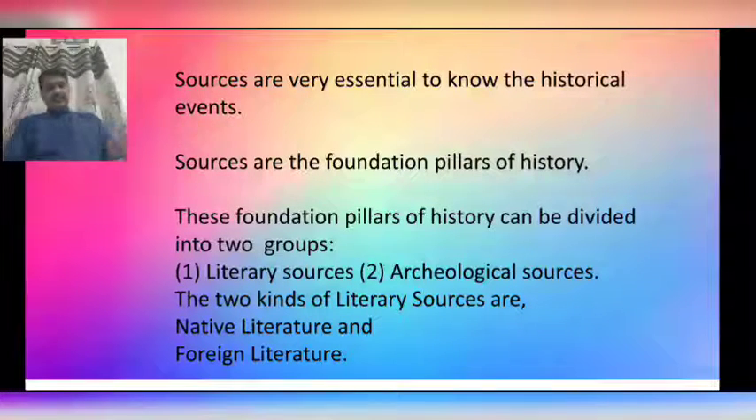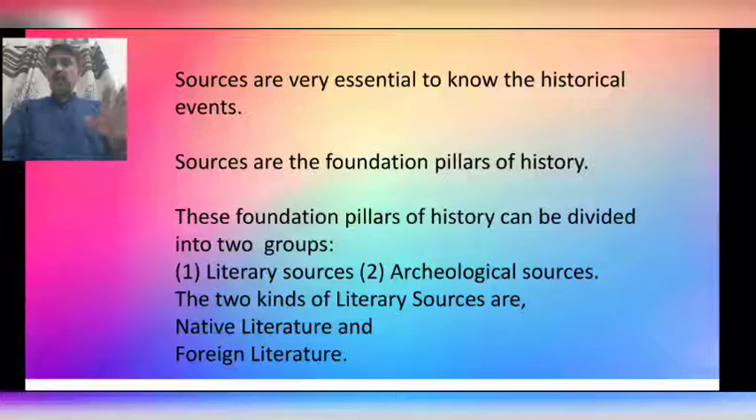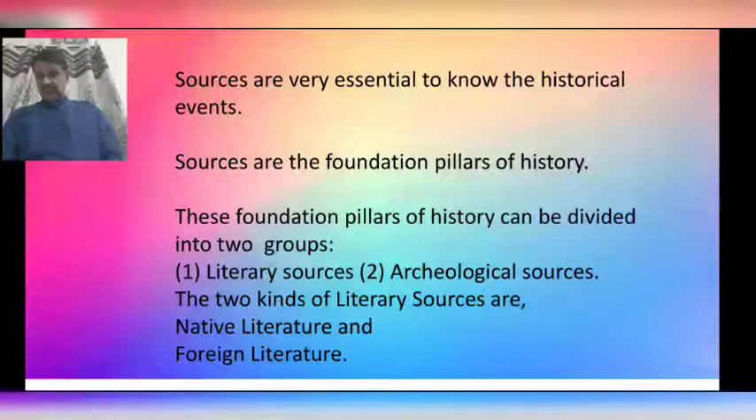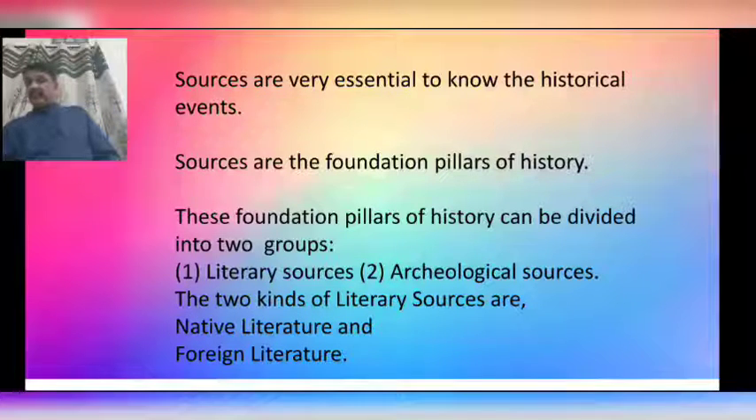Written literature is the main source of literary source. Literature can bring the contemporary social life of the times of the writer alive to us. A literary work portrays the then existing aspects of life either directly or indirectly. There are two types of written literary forms: native literature and foreign literature.